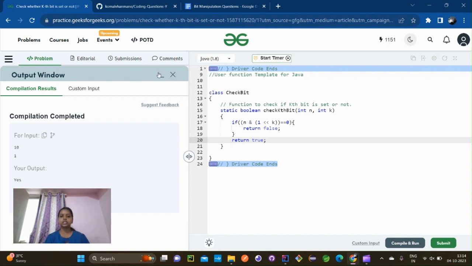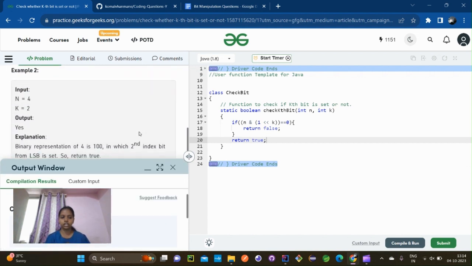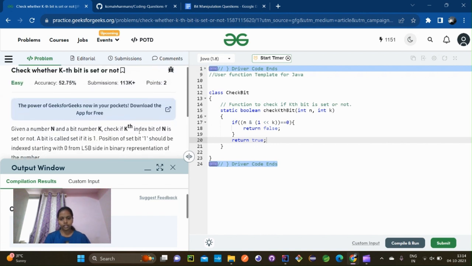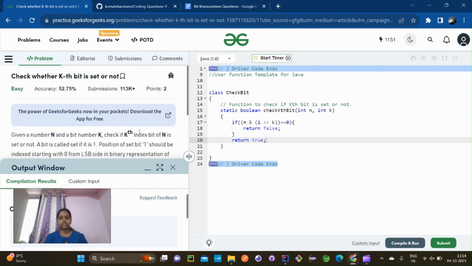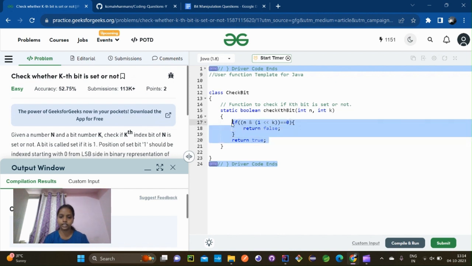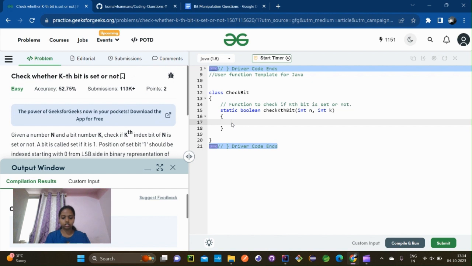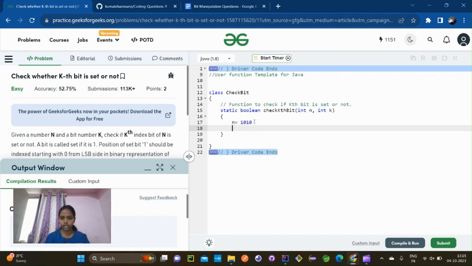The next method is using the right shift. So we have used the left shift. The next method, using right shift, is how we can check if the kth bit is 1 or not. Okay. So we have number n in binary, and we are given k equal to 1. So we are checking this. If we shift this number to the right, then we can check the last bit.